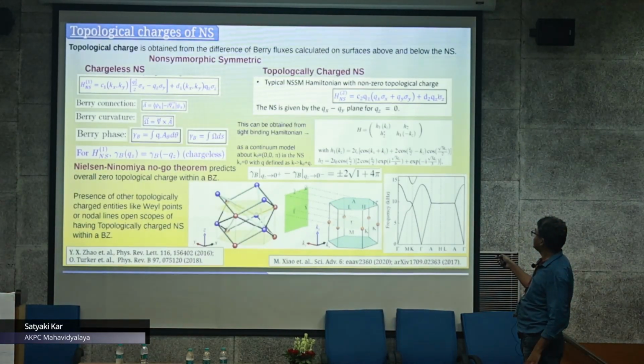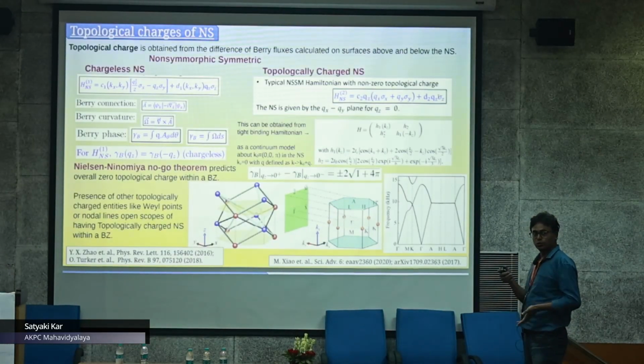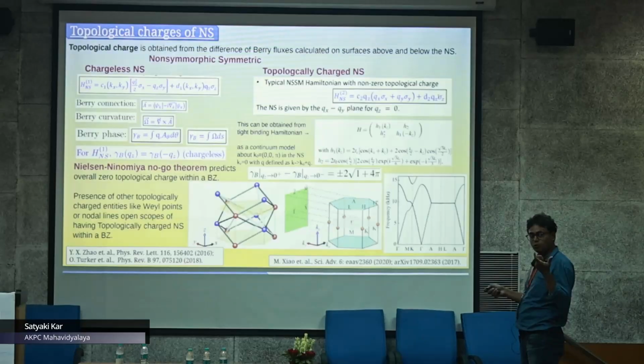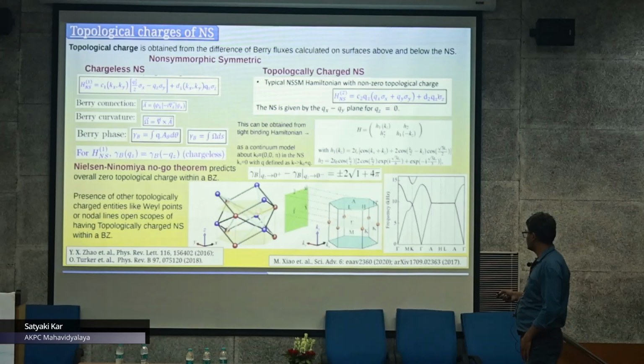Now because of the non-symmorphic symmetry, this is staying at the Brillouin zone boundary. So if it is staying at the Brillouin zone boundary, it doesn't have a partner with an opposite topological charge to make that 0. So in this case, actually they have two more Y points, like the -2 and +1, so the overall topological charge becomes 0, something like that.